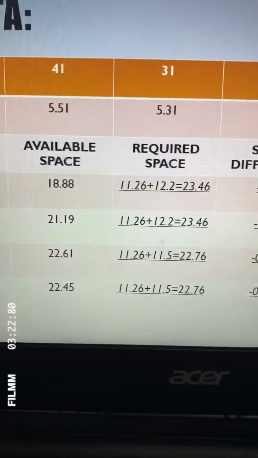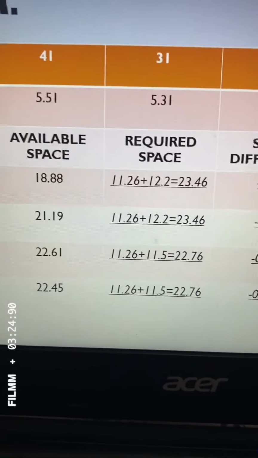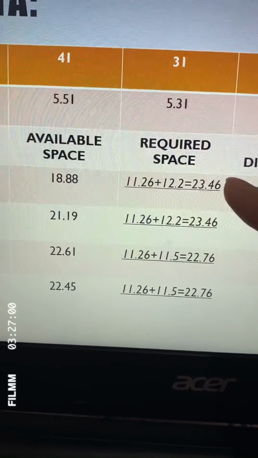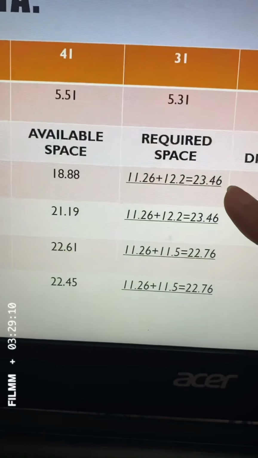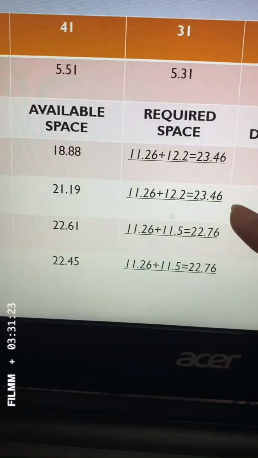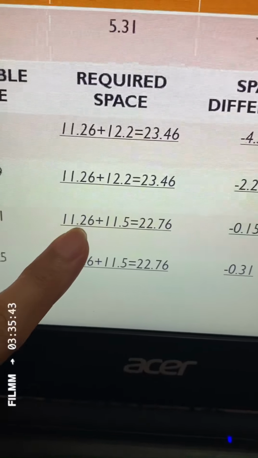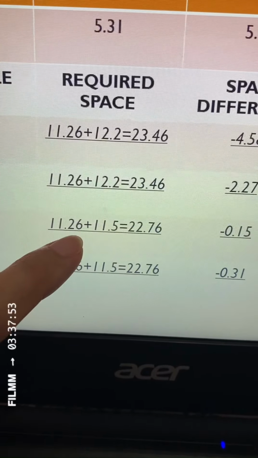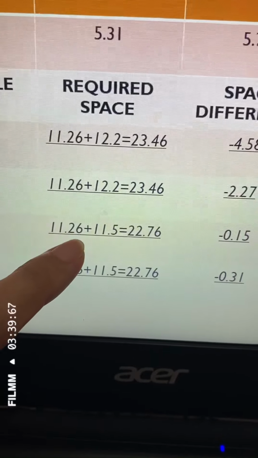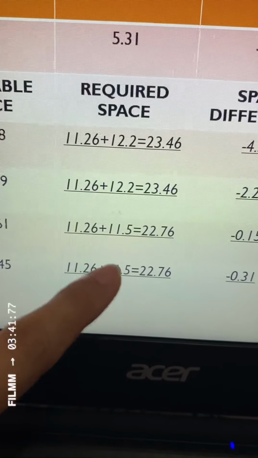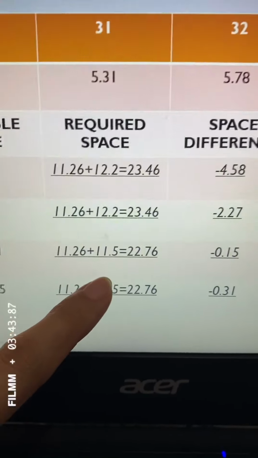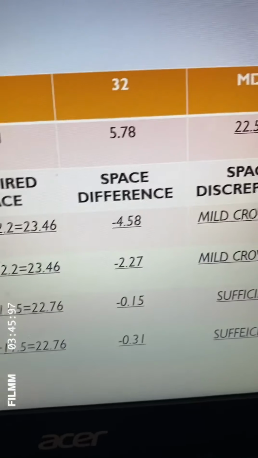let's add the following. 11.26 plus 12.2 is equal to 23.46. The same as the second quadrant because it is also in the upper. Next is 11.26 plus 11.5, which is equal to 22.76. The same is in the fourth quadrant. Okay, let's now go to the space difference.